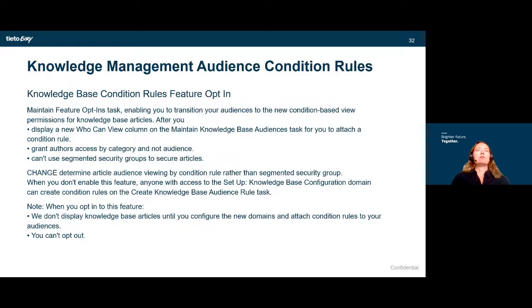So it includes, of course, the opt-in. You cannot opt out, so if you do this, you cannot back down. If you opt in, you get the possibility to add the condition rules, either existing ones or create new ones for the audiences. And then you can grant the authors access by the category, and it won't be connected to the audience any more.